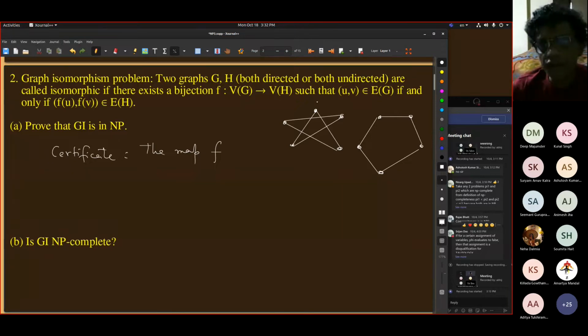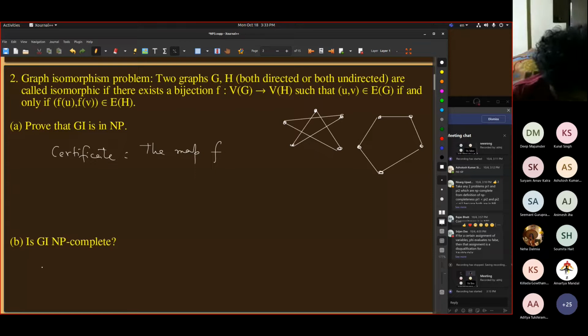And verification involves only these things. Take an edge in G, apply F, find out this, and also you may have to do the reverse thing because this is an if and only if condition. So that can be done in time polynomial, or I would say in time linear in the number of edges plus number of vertices, something like that. Okay.